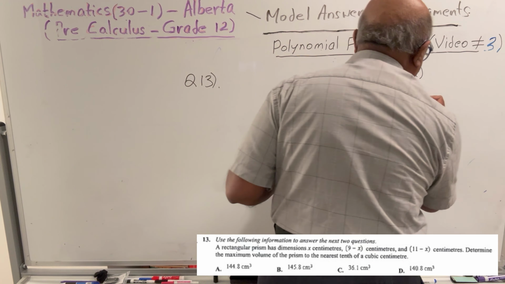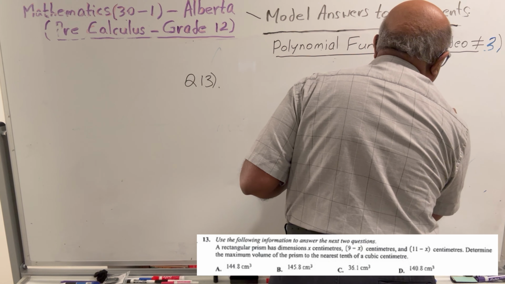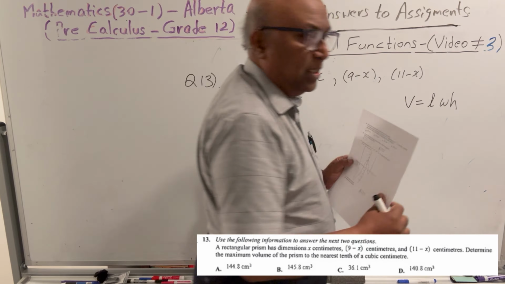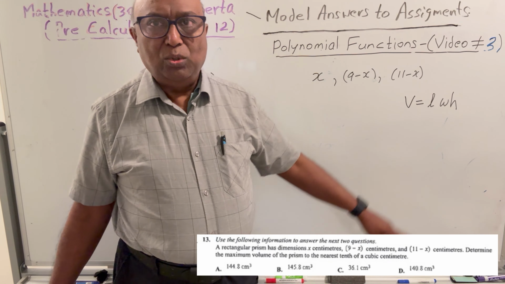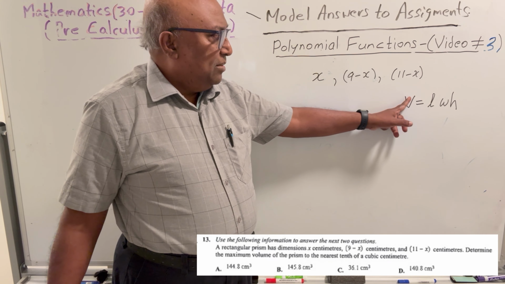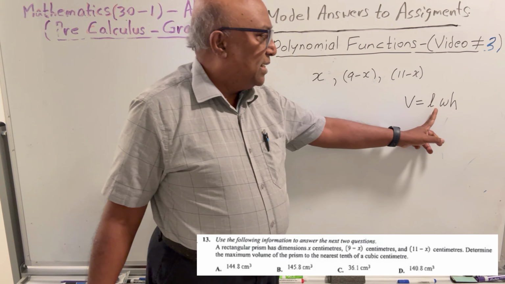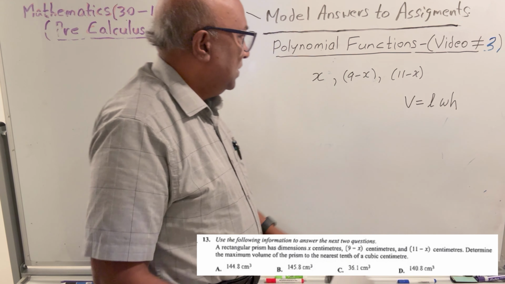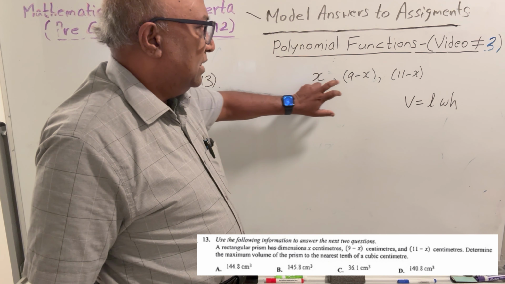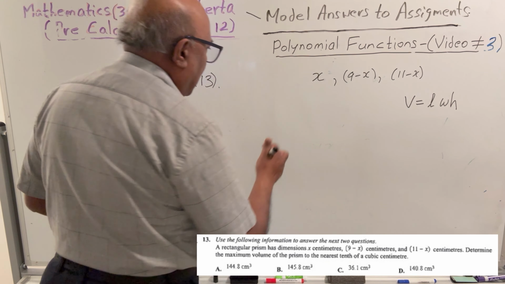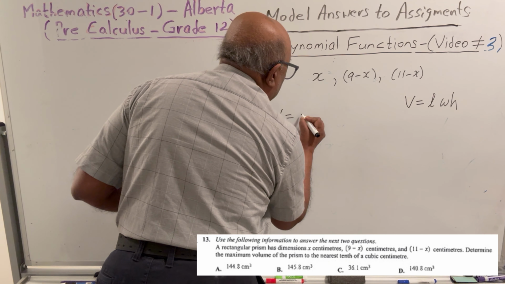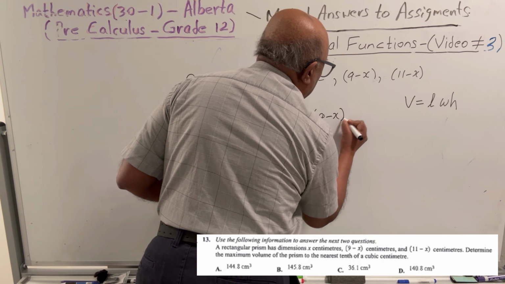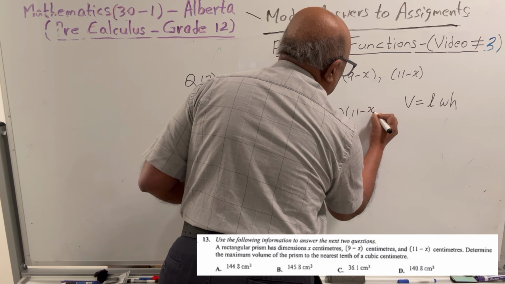Okay, let's use this formula to find the volume. V equals L times W times H. This is the formula to find the volume of a right rectangular prism: length times width times height. You can consider any dimension as length, width, or height. Now, volume is equal to x multiplied by 9 minus x multiplied by 11 minus x.